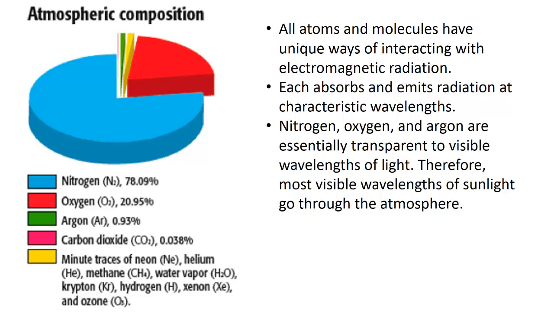So nitrogen, oxygen, and argon are essentially transparent to visible wavelengths of light. What that means is when the sun gives off light, and we know it gives off light in the UV, visible, and infrared portions of the electromagnetic spectrum, nitrogen, oxygen, and argon are not capable of absorbing the visible light that comes from sunlight, making these molecules or atoms basically transparent to visible sunlight.